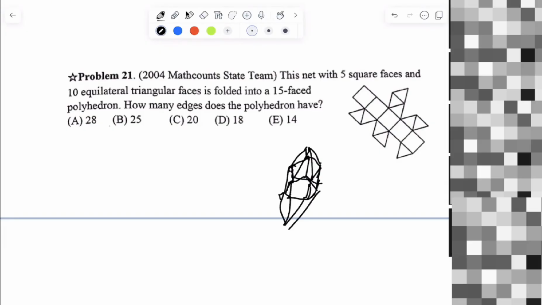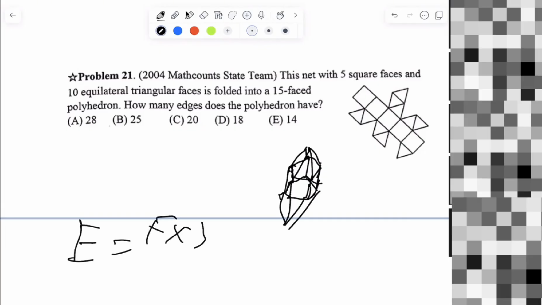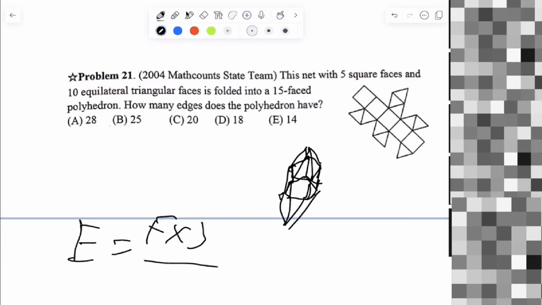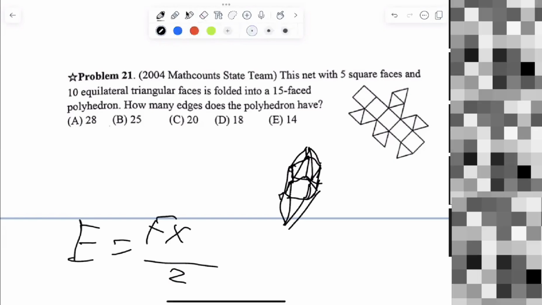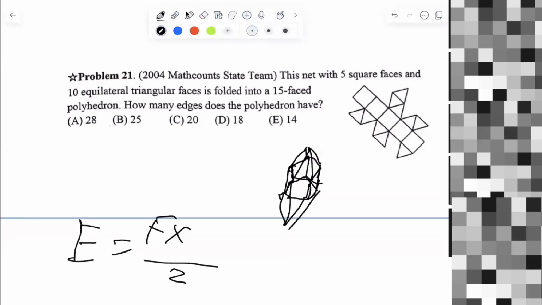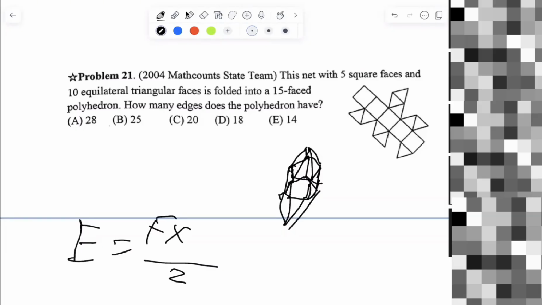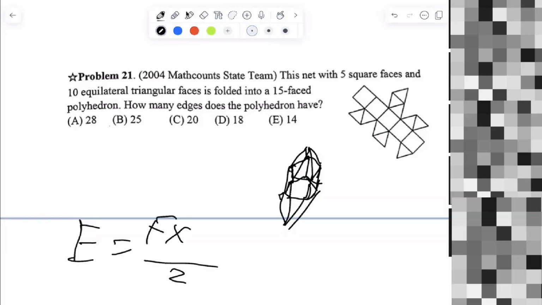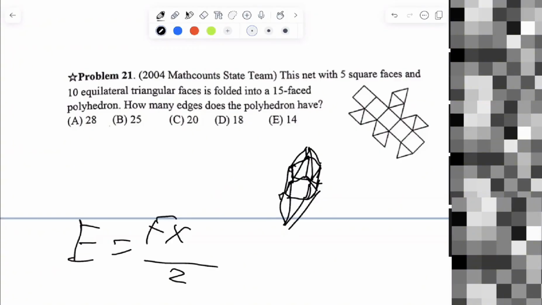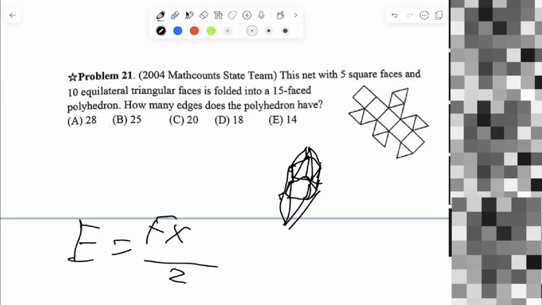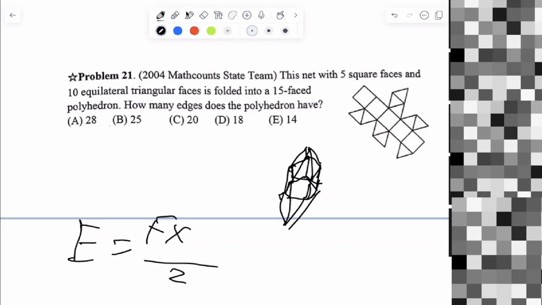Remember the edges and faces formula, which says edges is equal to faces times sides divided by 2. And what is the sum of sides? It's just faces times the number of sides per face, right? Just remember that. That's the important part. Edges is equal to faces times sides divided by 2.